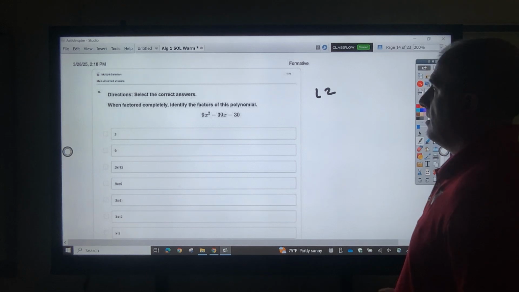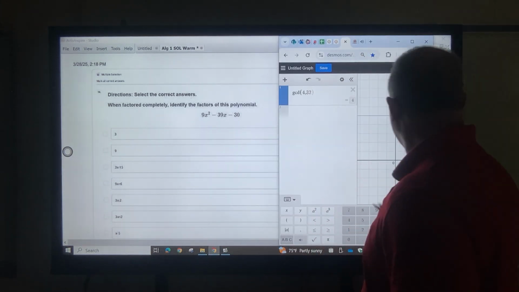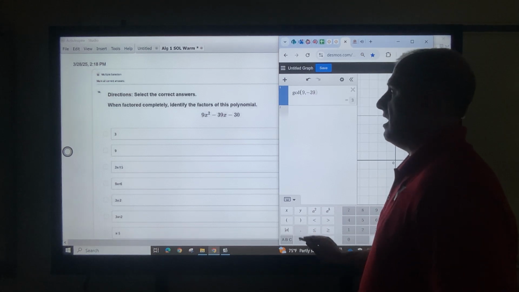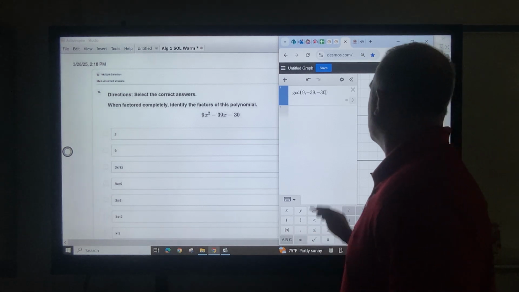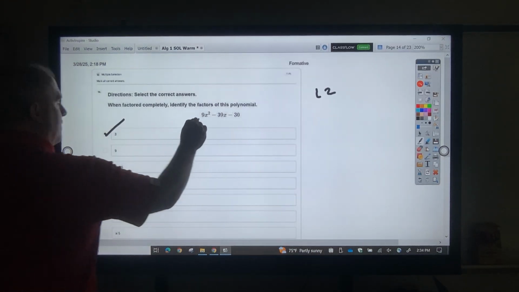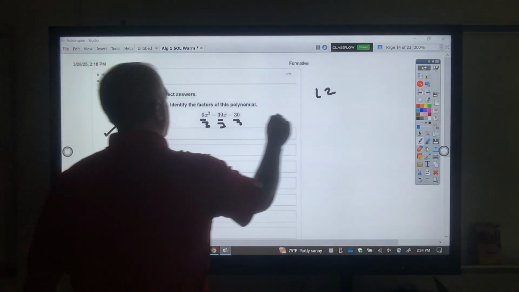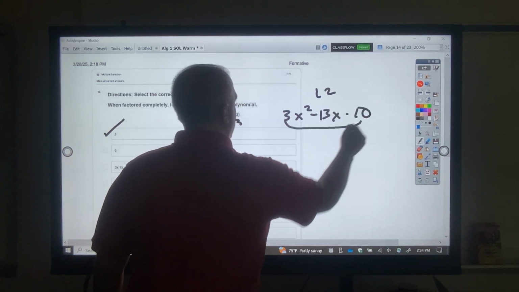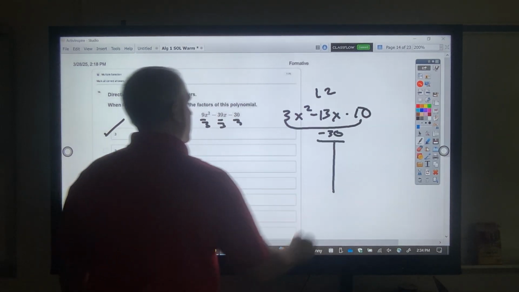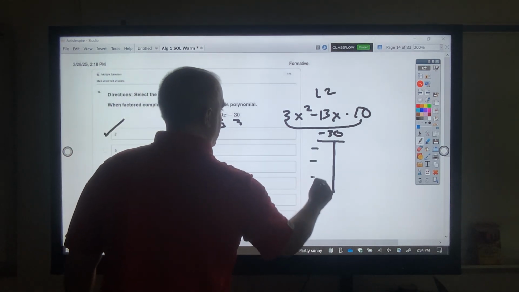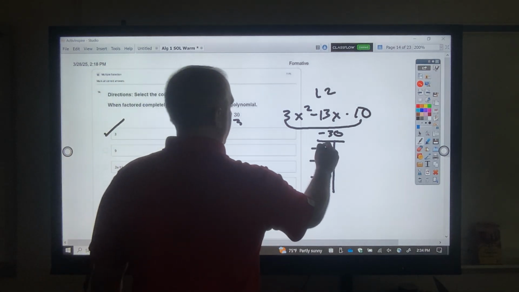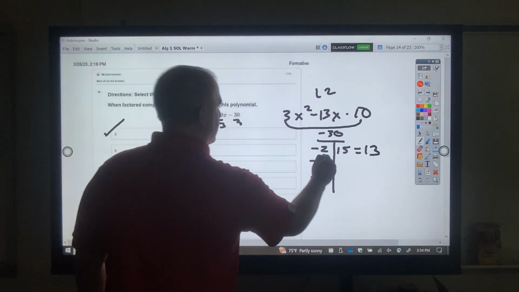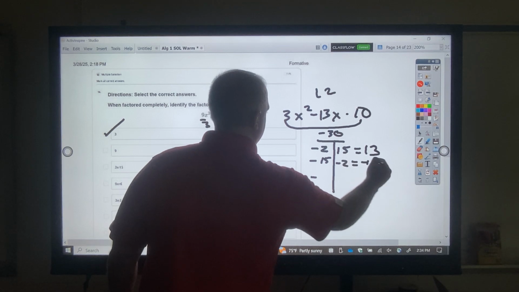Okay, this one, level 2, put this into start: 9, comma, negative 39, comma, negative 30. It's going to be 3. So I got to check that one off, divide these by 3. It's 3x squared minus 13x minus 10. Then I got to multiply that, it's negative 30. One side will be negative. Now when you find the factors, this one adds up to positive 13. I need it to be negative 13, so I switch that.